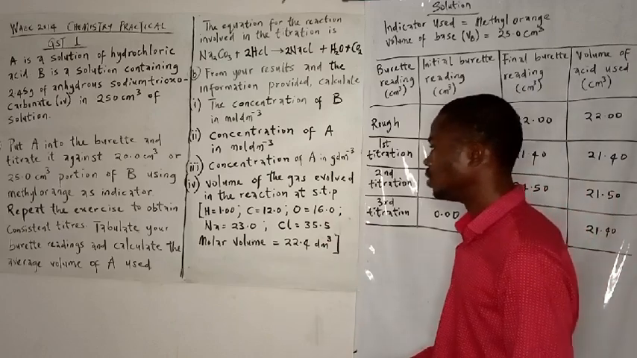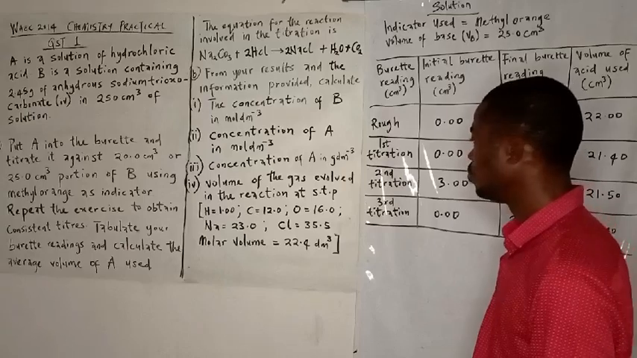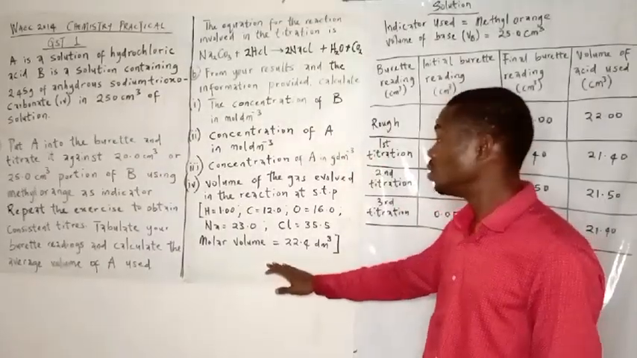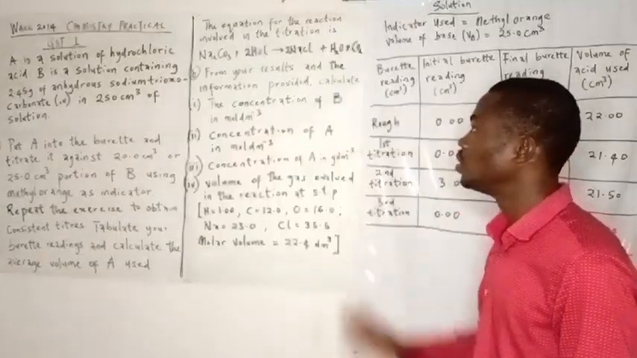And we have all of this given. These are the masses of the atoms involved in the reaction. And then we have that molar volume is equal to 22.4 dm³ at STP. So these are the information we have.